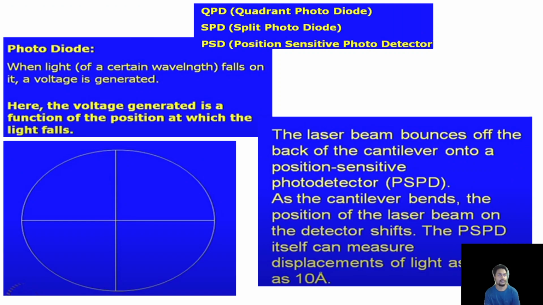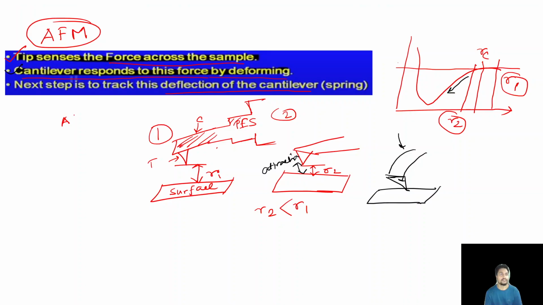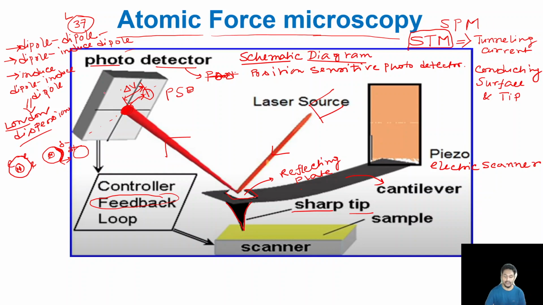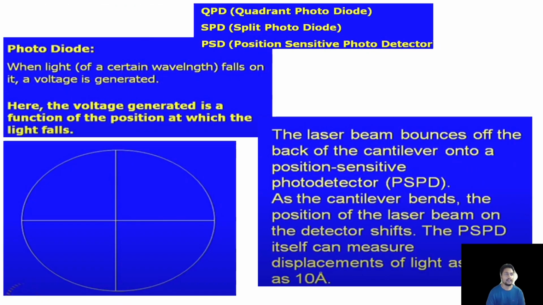Right. Now let's come to the photodiode, we already know this. How does this photodiode work? What is a photodiode? A photodiode is nothing but a device where, when light of a certain wavelength falls on it, a voltage is generated, right? Normally, a photodiode can be thought of as a graph paper. In the case of AFM, we normally have a quadrant photodiode because there are four different places. It is also called a split photodiode. But the most relevant name, according to me, is position sensitive photodetector.